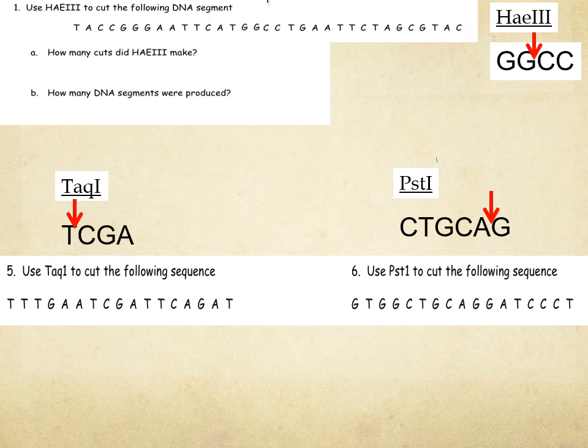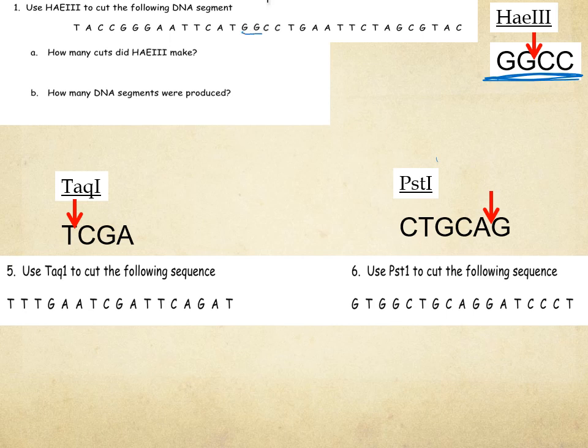Up top, we're looking at HEY3. So we're looking for 2 Gs and 2 Cs in that order only. And then we're going to cut between the G and the C in the middle. So let's just scroll through here and scan and see what we can find. I see right here a CCGG, but that's the reverse of what we're looking for. It's backwards, so it doesn't count. We're looking for only GGCC. So I'm going to forget about that. Keep going to the right.